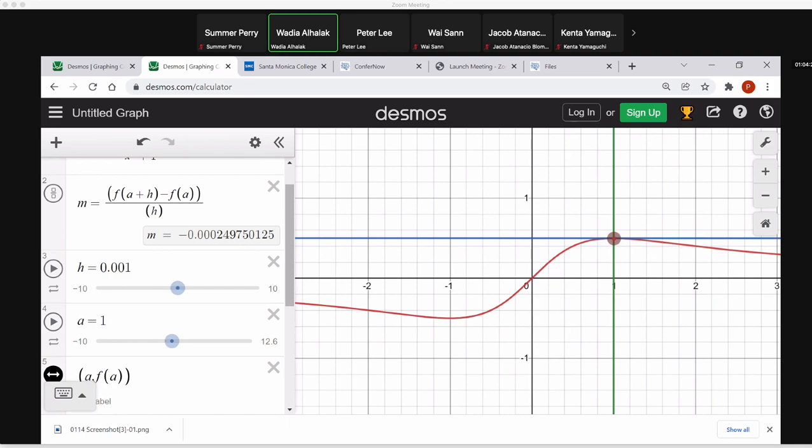Would it be y equals 1? No, that line is not y equals 1. The green line is not y equals 1. Henny, the green line is what?